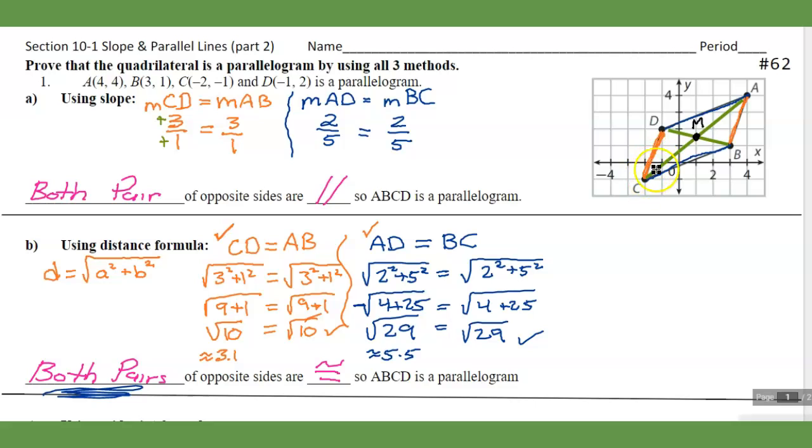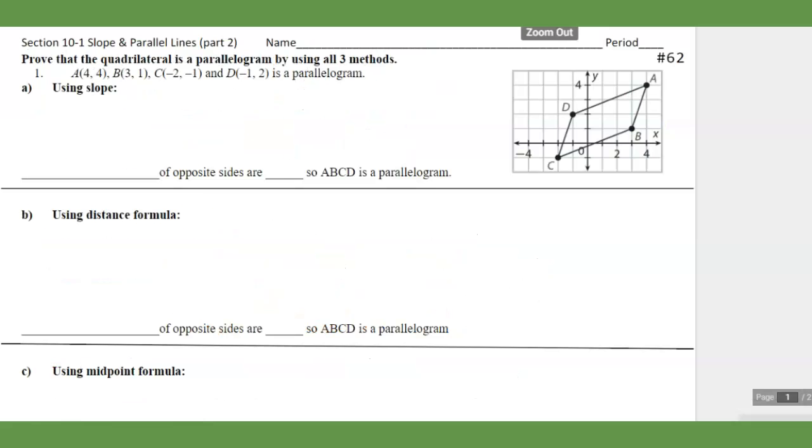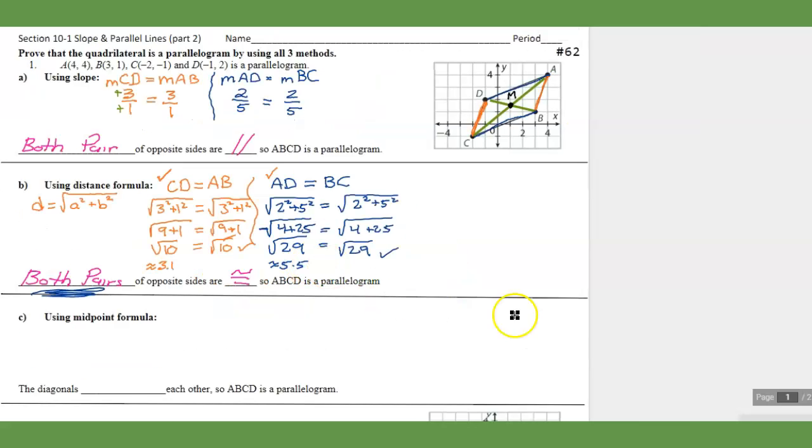So if we do the midpoint of AC and then do the midpoint of DB, and they happen to be the same number, we know they're bisected. Okay, so that's going to be the next thing to do using the midpoint formula. I'm going to zoom this out so I can see the graph and the work here.